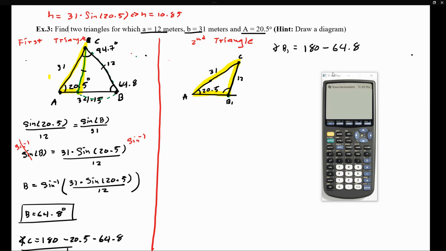But why is that? Well, this is the second triangle, and this is the one that we're going to concentrate on. I know that this length is equivalent to this length, so I can think of this as an isosceles triangle. Therefore, this is 64.8, this is 64.8, so angle B1 should be 180 minus 64.8. That's how we get this angle right here, and that's pretty much how we find our second angle, which, if we do this correctly, is equivalent to just 115.2 degrees.